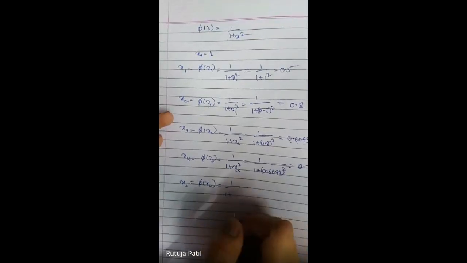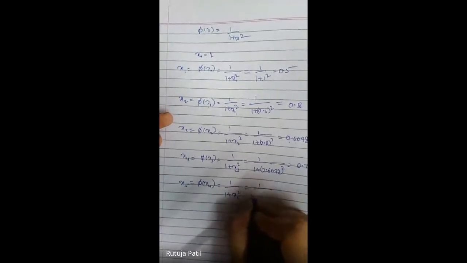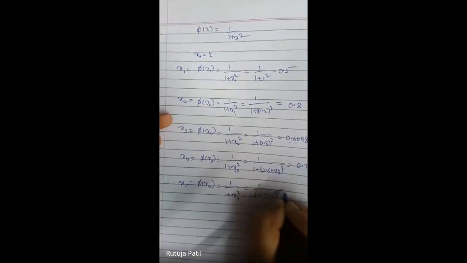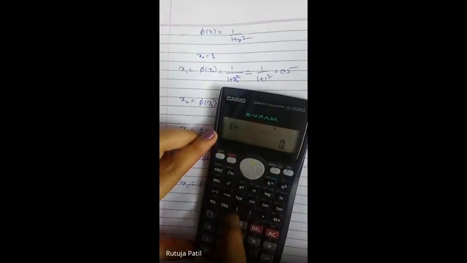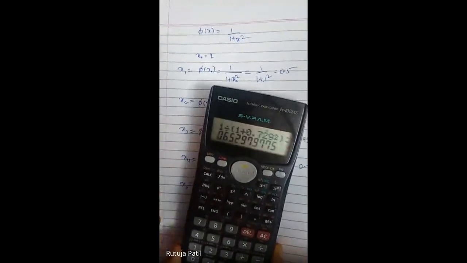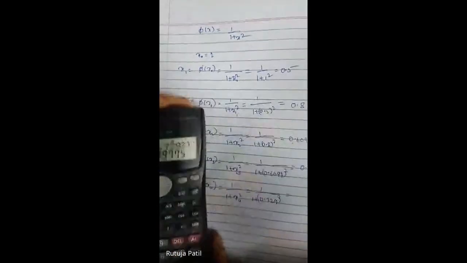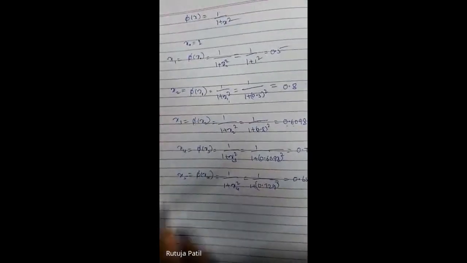x4 square, that is 1 divided by 1 plus x4, which is 0.729 square. 1 divided by 1 plus 0.729 square, that is 0.653. We got 0.653, right? So after 5 iterations, what we got here is this value.